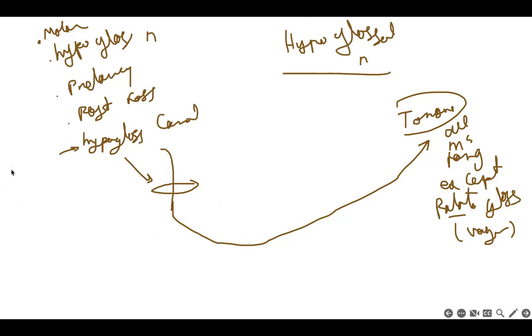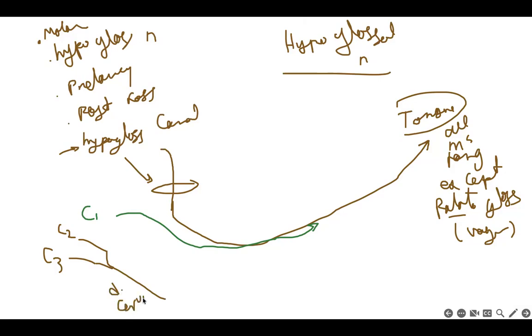Okay, during its descent and the curve toward the tongue, there is a nerve that joins this nerve, named C1, and runs along the hypoglossal. C1 means cervical nerve number 1. After that, there is also nerve C2, cervical nerve 2, and C3, which unite together and form a branch named descendens cervicalis, the union of cervical 2 and 3.